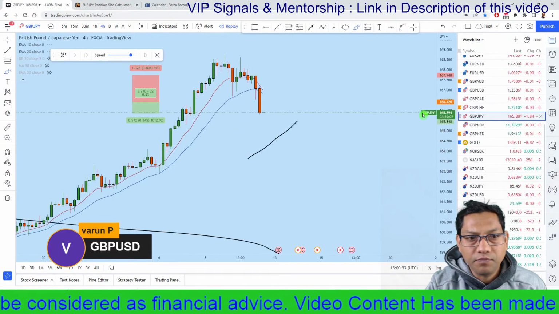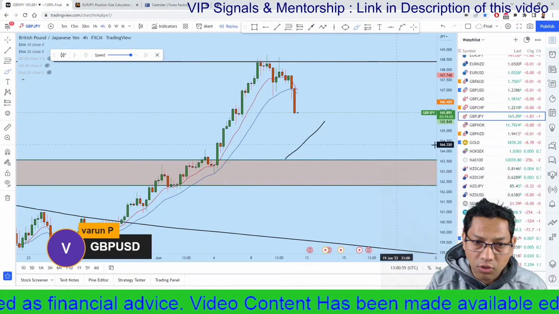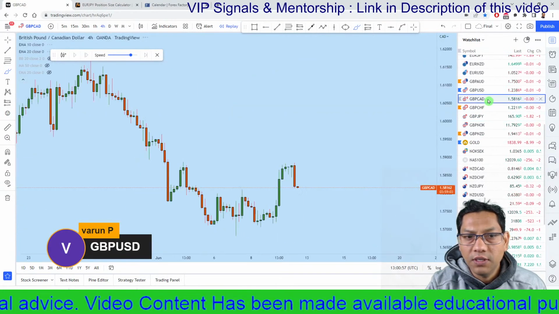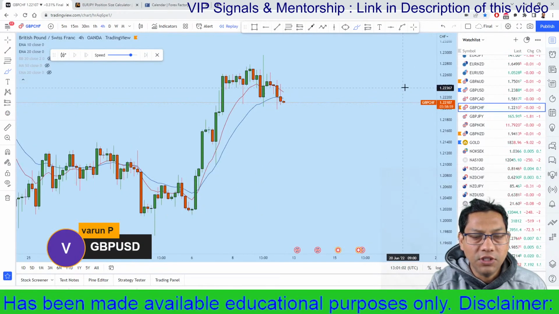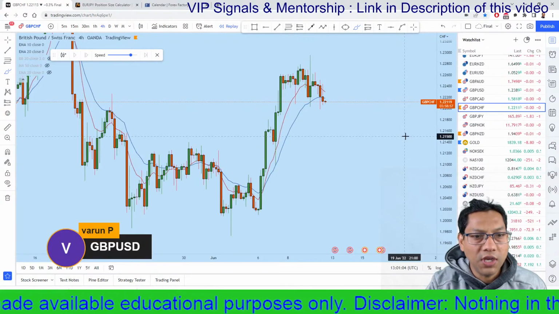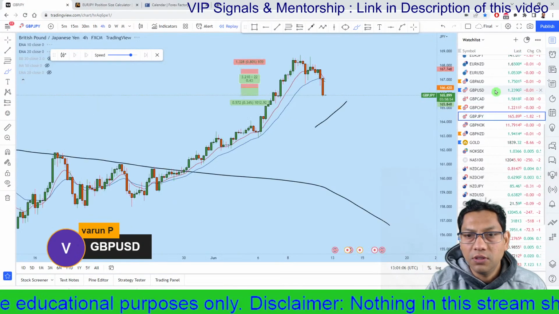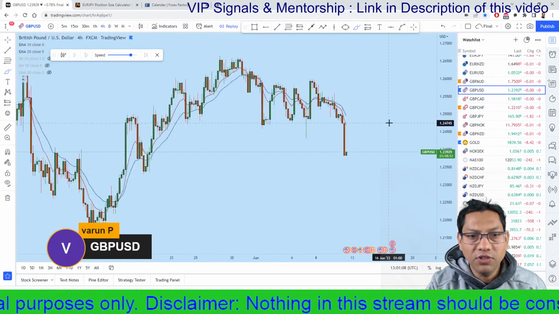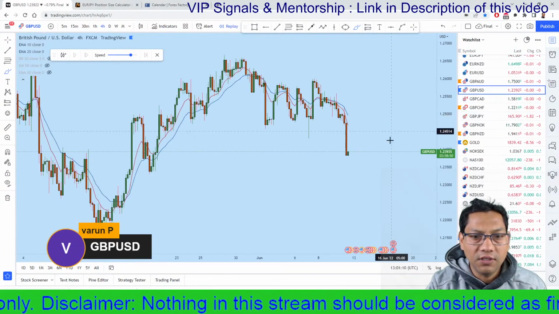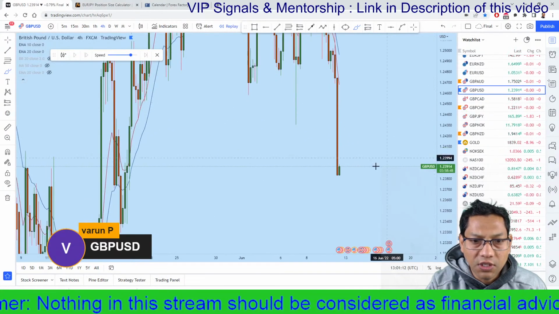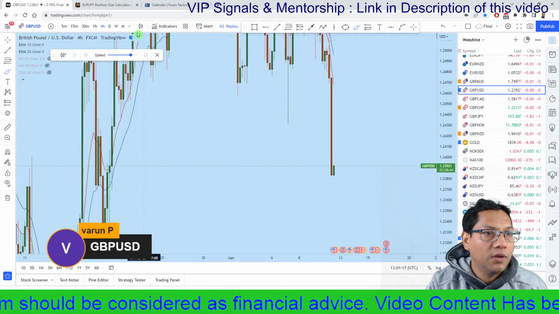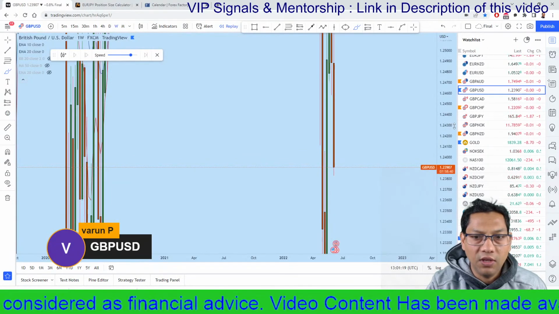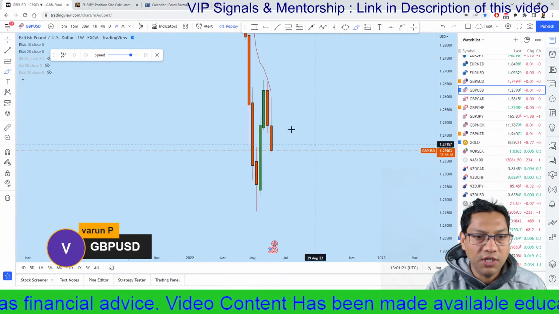GBPUSD, I think that it will continue to drop. GBPUSD also looks bearish. So GBP is very strongly bearish, and as a result GBPUSD closed with a full red body on the 4 hour. That's a huge bearish candle.